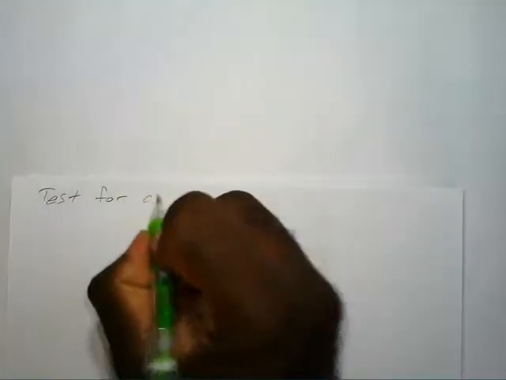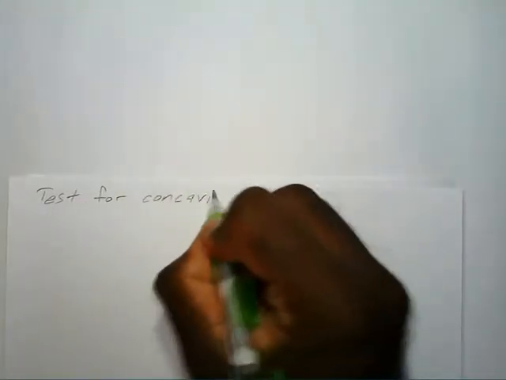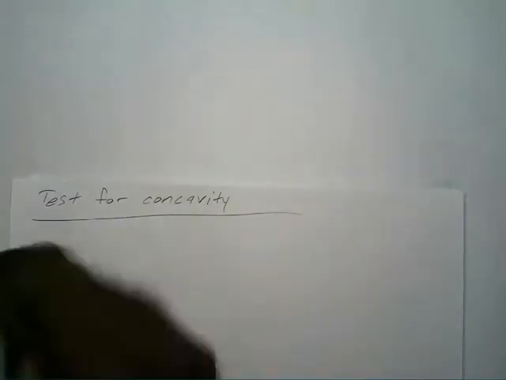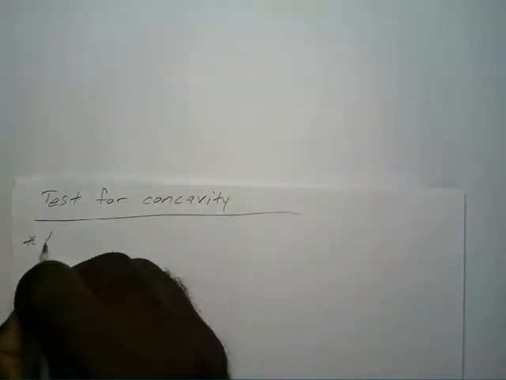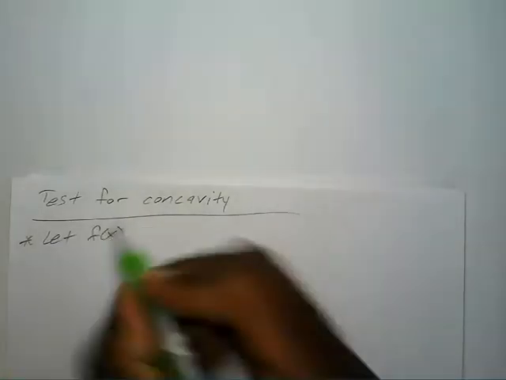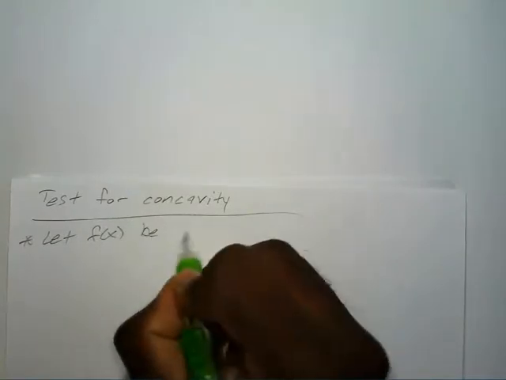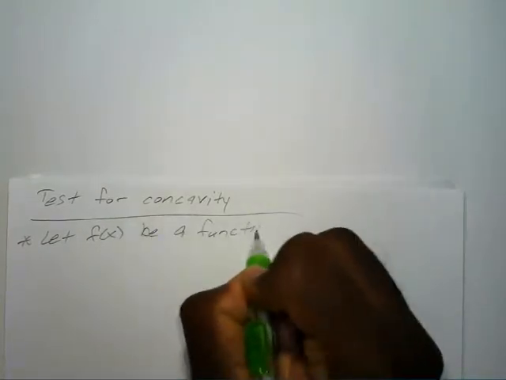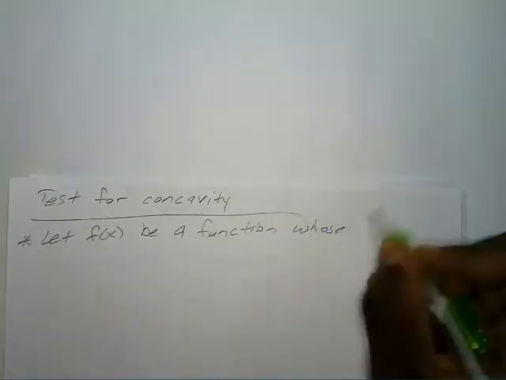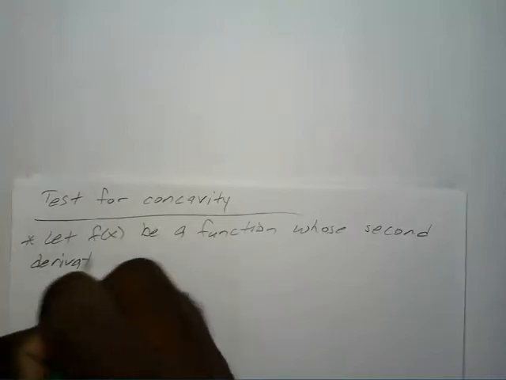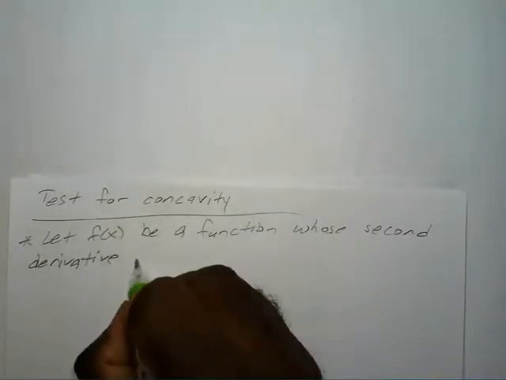Okay, so in order to test for concavity, you follow the steps I'm about to show you. Okay, now before you do that, you have to make sure that f of x is a function that has a second derivative. So let f of x be a function whose second derivative exists on that interval.